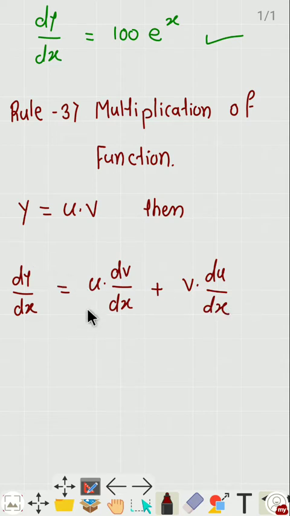So rule says that first function keep as it is and take a derivative of second function. So suppose this is my first function and this is my second function. So here this is first function, this is second function. Okay, so rule says that take a derivative of first function keep as it is and take a derivative of second function, plus this second function keep as it is and take a derivative of first function. So this is the rule in words.